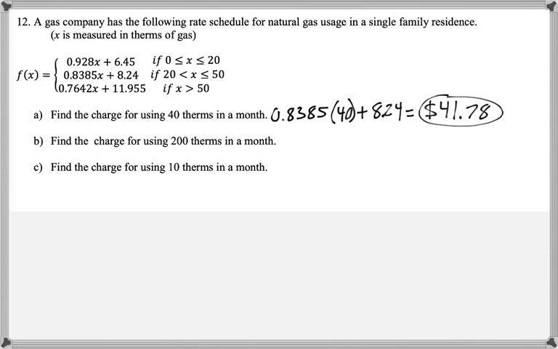Part B says find the charge for using 200 therms in a month. So 200 is greater than 50, which means we want to use the third equation. So 0.7642 times 200 plus 11.955. And that's equal to 164.795, but I want to round to the hundredths place because that makes sense.